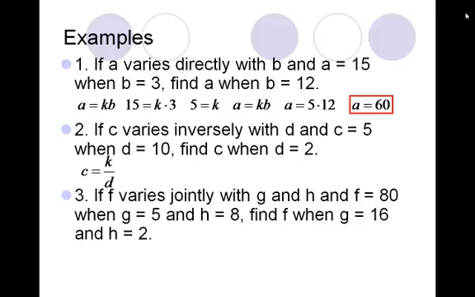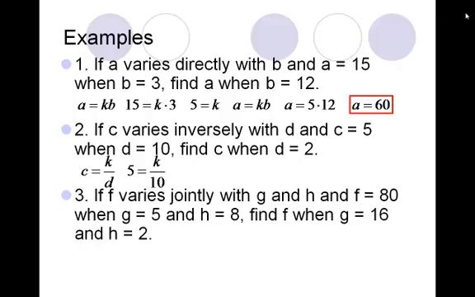C was the first variable, so it goes first, and then D was the second variable, it's going to go later. So C equals K over D. Now it says that C is 5 when D is 10. So stop and put those in. C is 5 when D is 10.